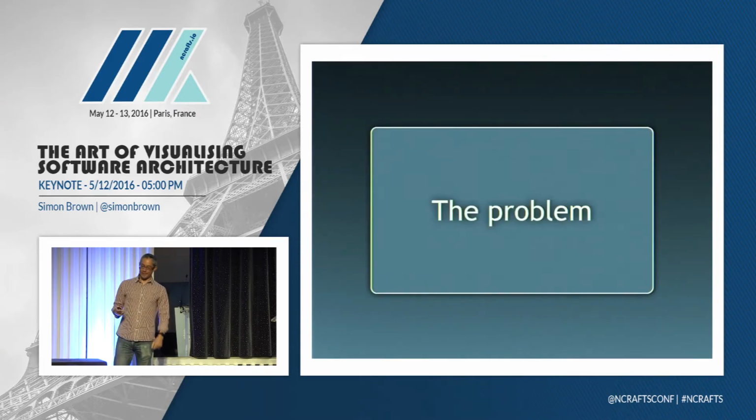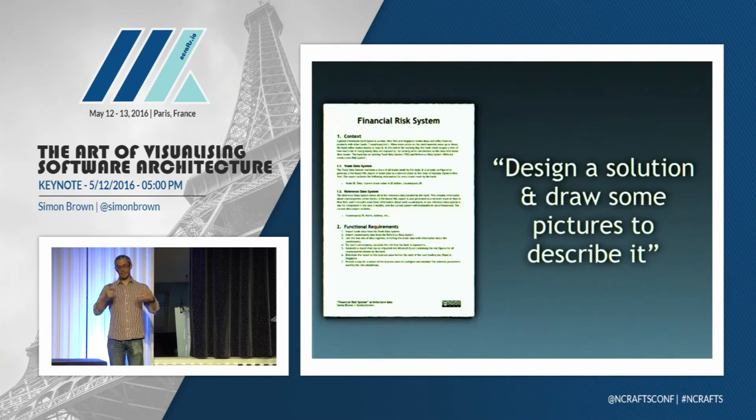Right, so let's talk about the problem here. One of the things I do, and this is why I came to Endcraft a couple of days early, I ran my workshop. And basically what I do is I say, here's a simple set of requirements for a financial risk system. Go away, create groups of 2, 3, 4, 5 people, come up with a solution, so do some design, do some architecture, and then draw some pictures to somehow describe your solution to other people.